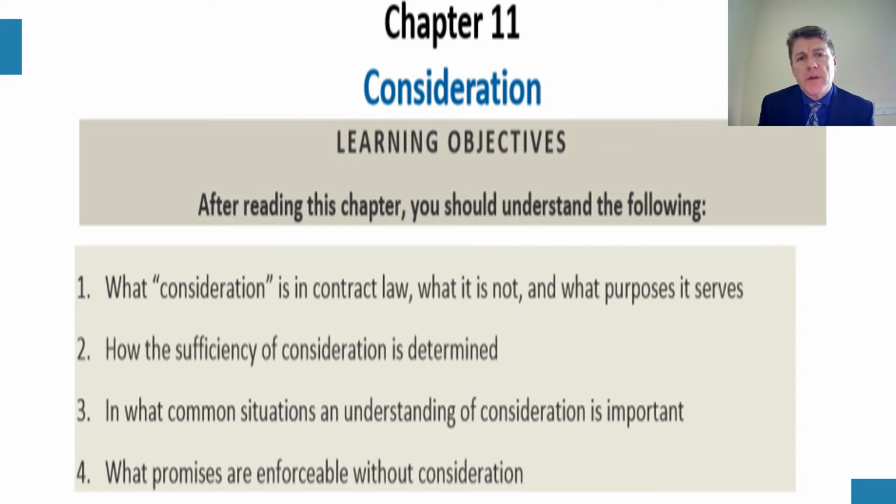So the learning objectives for this chapter: I want us to be able to understand what consideration is in contract law, obviously the role that it plays. We'll talk about the sufficiency of consideration, because sometimes that is an issue that arises in a contract. We'll talk about common situations where an understanding of consideration is important. And then, like with anything law related, there are certainly going to be exceptions. So we'll talk about when a promise can be enforceable, even when there has been no consideration conveyed by one of the parties. So that's big picture, what we hope to achieve by the completion of our reading and our discussion for Chapter 11.